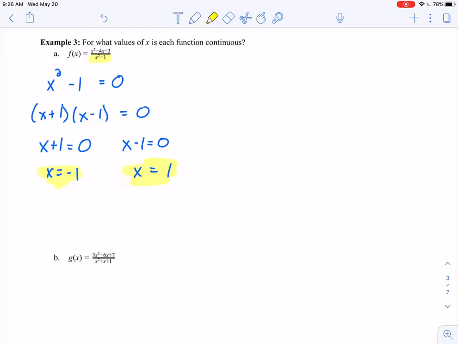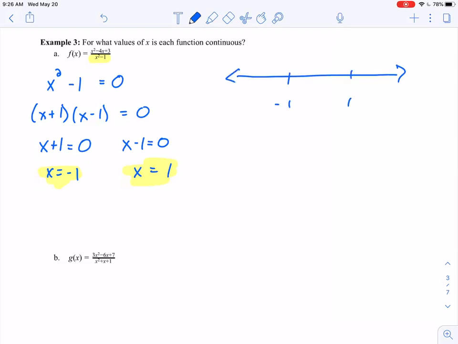And how I would like you to give your answer is in interval notation. So you could say it's continuous for all x values except for negative 1 and positive 1. But we're going to be using interval notation a lot in this class, and I want you to be comfortable using it here. So if you haven't seen interval notation, you might want to start by making a little number line right here: negative 1, positive 1.